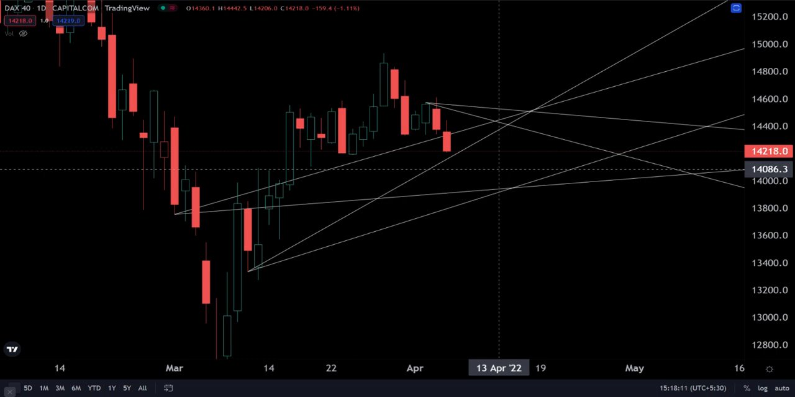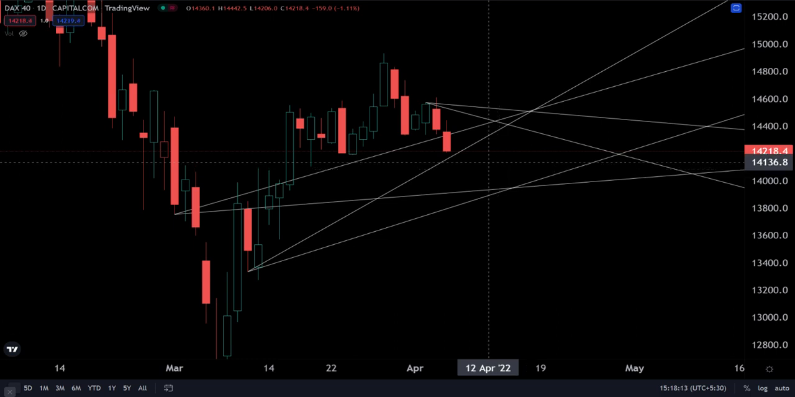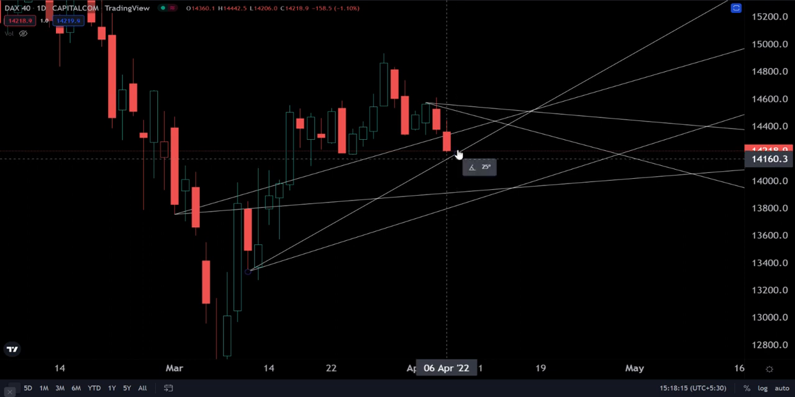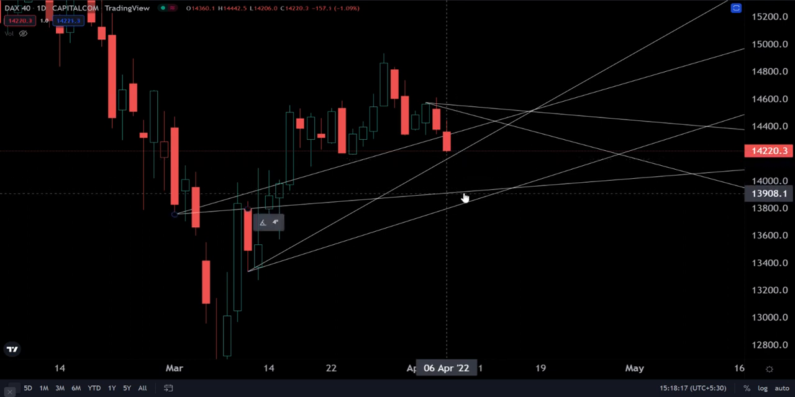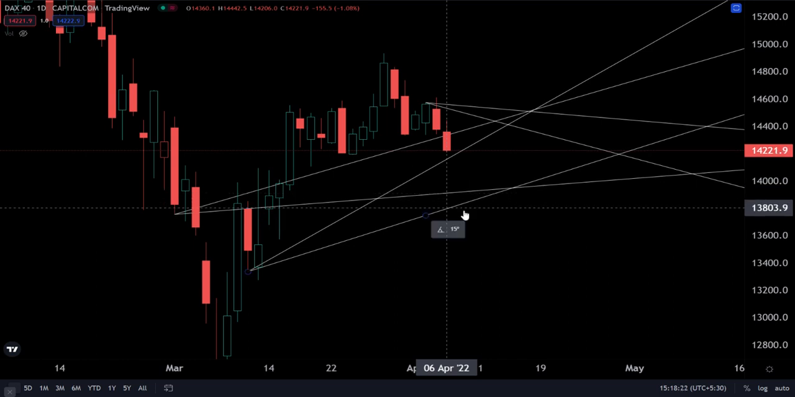All right, and so these are 14,150 support, with 13,900 as second support and 13,800 as your final support here for the week.